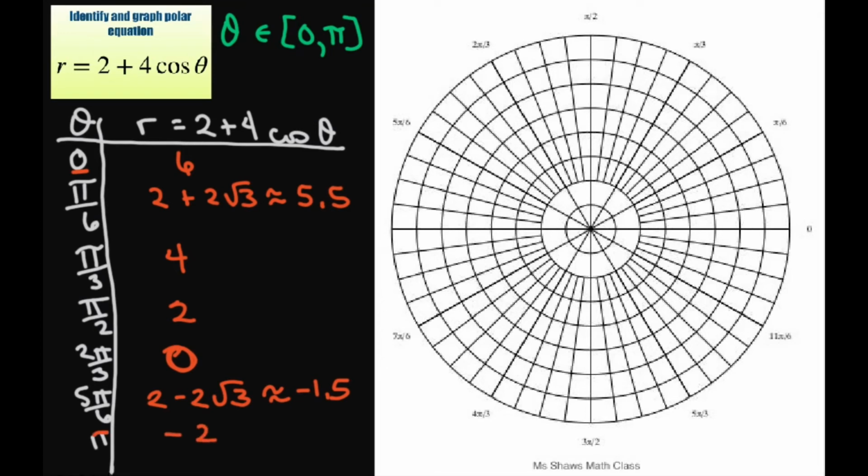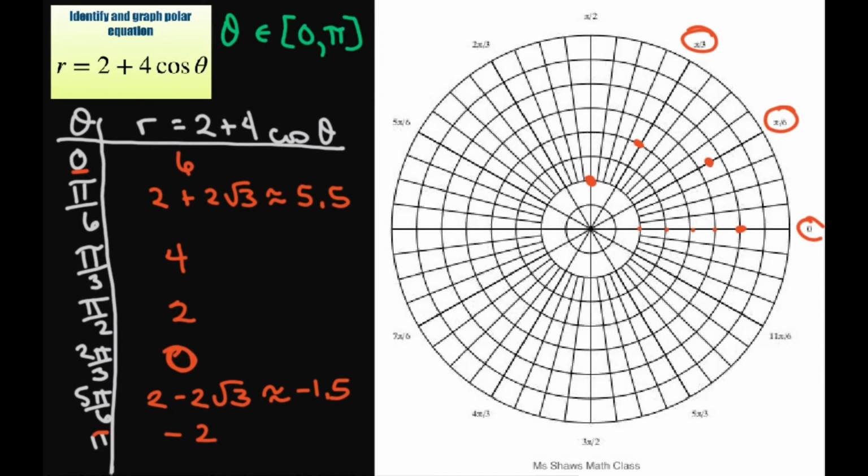So let's start plotting our points. At 0, our angle is 0. We're going to go out 6. So 1, 2, 3, 4, 5, 6. At pi divided by 6, we're going out 5.5. At pi divided by 3, we're going out 4. At pi divided by 2, we're going out 2. At 2 pi divided by 3, we're at 0, so it's here.